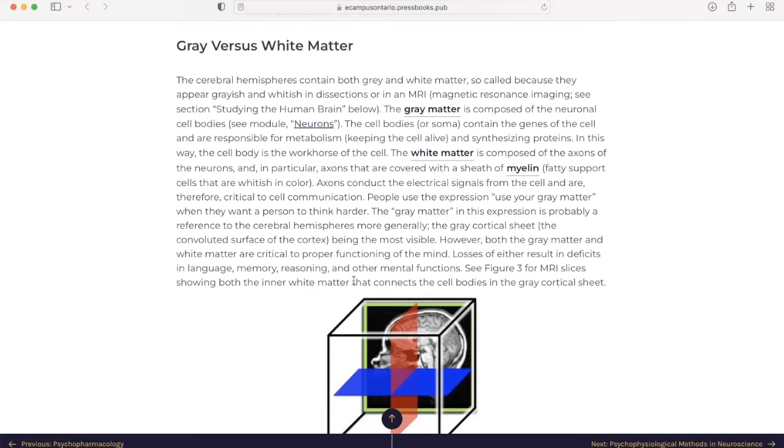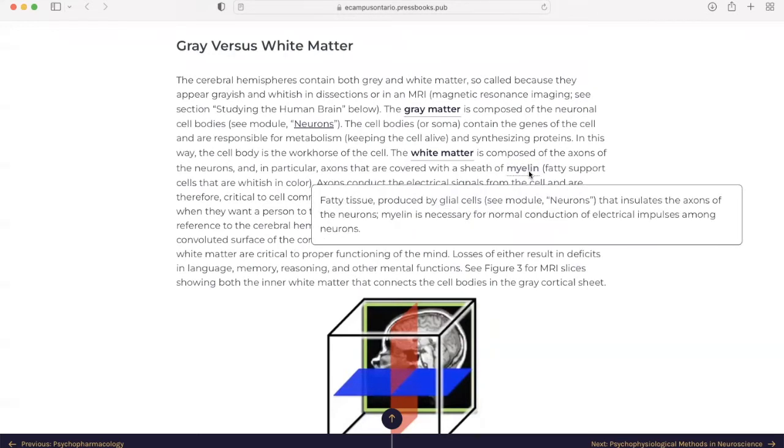And the cell bodies, or soma, contain the genes of the cell and are responsible for metabolism, keeping the cell alive, and synthesizing proteins. In this way, the cell body is the workhorse of the cell. The white matter is composed of the axons of the neurons, and in particular, axons that are covered with a sheath of myelin. Yes, myelin, the fatty tissue produced by glial cells, that insulates the axons of the neurons.